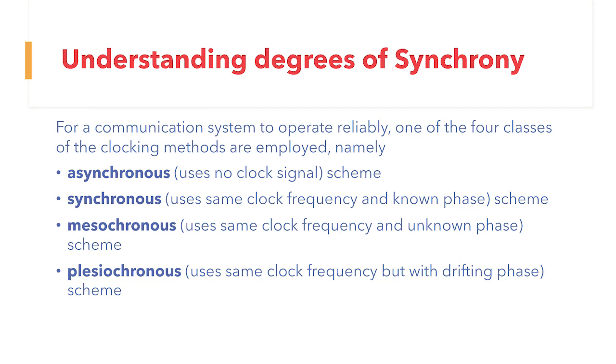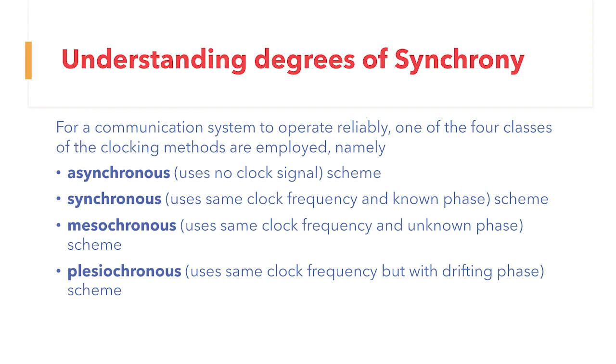For a communication system to operate reliably, one of 4 classes of clocking methods is employed. Asynchronous, which you already know, uses no clock signal scheme. Then there is synchronous, which uses the same clock frequency, and you already know the phase. Both of these you know already. The third and fourth are not used commonly. Mesochronous uses the same clock frequency, but you don't know the phase information. And plesiochronous uses the same clock frequency, but with a drifting phase scheme.